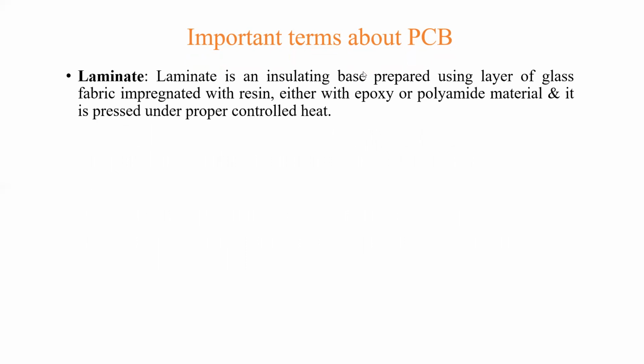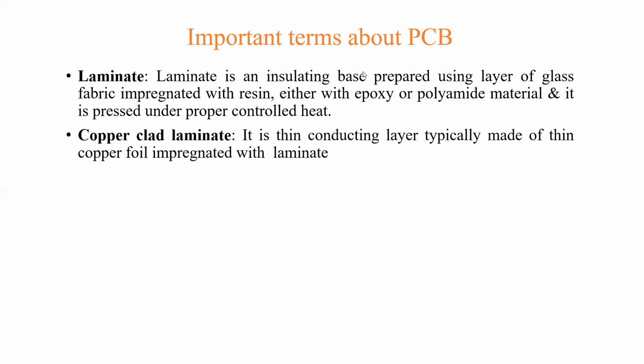The first one is the laminate. What is meant by the laminate? Laminate is an insulating base prepared using layers of glass fabric impregnated with resin, either epoxy or polyamide material, and it is pressed under properly controlled heat. So it is nothing but the insulating base on which the copper is plated. Next one is the copper clad. It is a thin conducting layer typically made up of thin copper foil impregnated with the laminate. So this thin foil of copper is known as the copper clad.